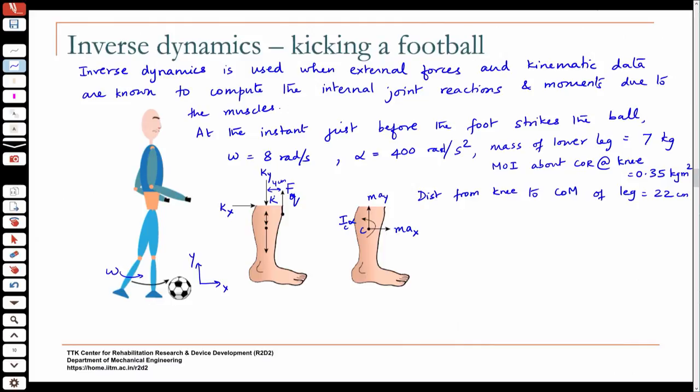Okay, so anyway, it is straightforward. I will let you do the calculations. Sigma Fx equal to max, sigma Fy equal to may, and sigma Mc. If you take it about C it will be this thing, or if you take Mk it will be this. You can do Ic alpha plus R cross max, okay, R max into that distance.